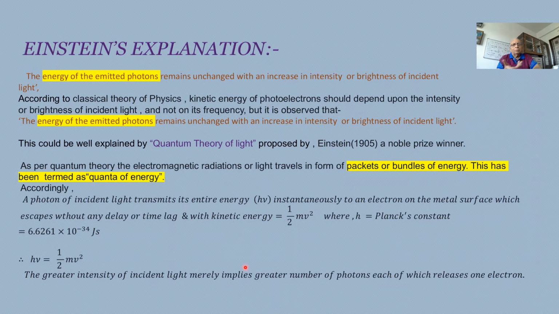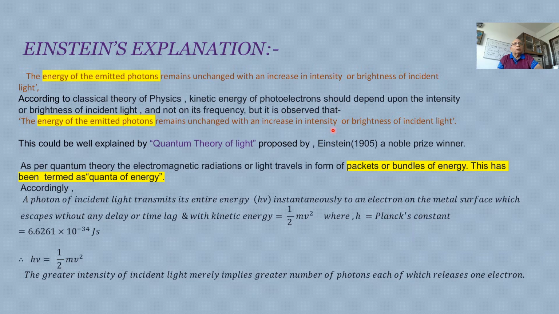Now, this has been a simple experiment given by Hertz, but explained by Einstein. And what is Einstein's explanation? Let us see. The energy of the emitted photoelectrons remains unchanged with the intensity or brightness of the light. That is what we have just observed. Now, according to the classical theory of physics, this should not occur. As the brightness is increased, the energy of photoelectrons should also increase. But it doesn't happen. Why?